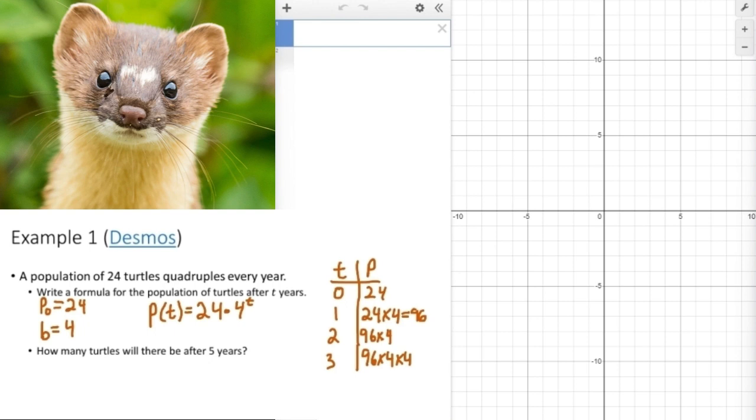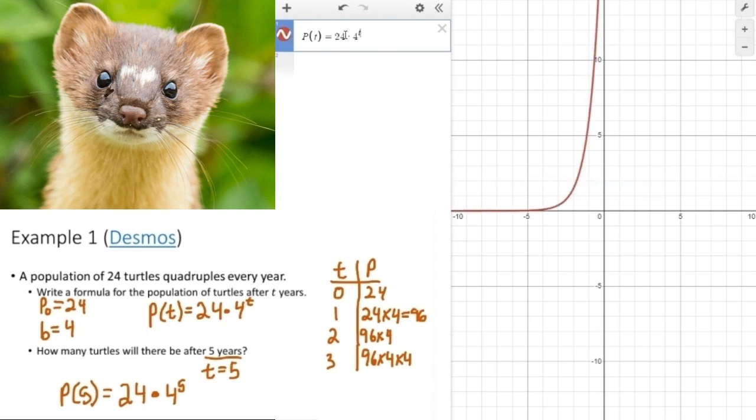Now, how many turtles will there be after 5 years? Well, t is how many years that pass, so t will equal 5, which means this problem is asking us to find p of 5. So if we take t, plug it in to our formula that we found in the first part, we're going to get 24 times 4 raised to the 5th power, which we could use a calculator to evaluate. In fact, the calculator would be highly suggested because 4 to the 5th can be a really large number. Going into Desmos, we'll type in our equation, and there we have p of t equals 24 times 4 to the t, and we'll evaluate p of 5, and it tells us there'll be 24,576 turtles after 5 years.